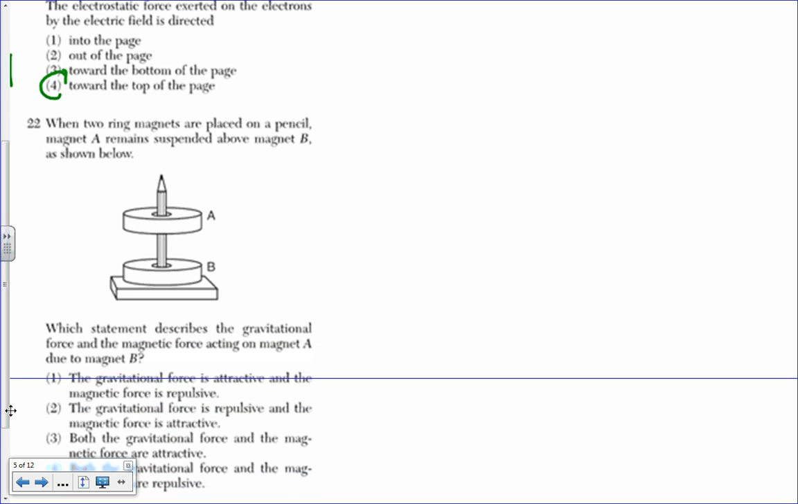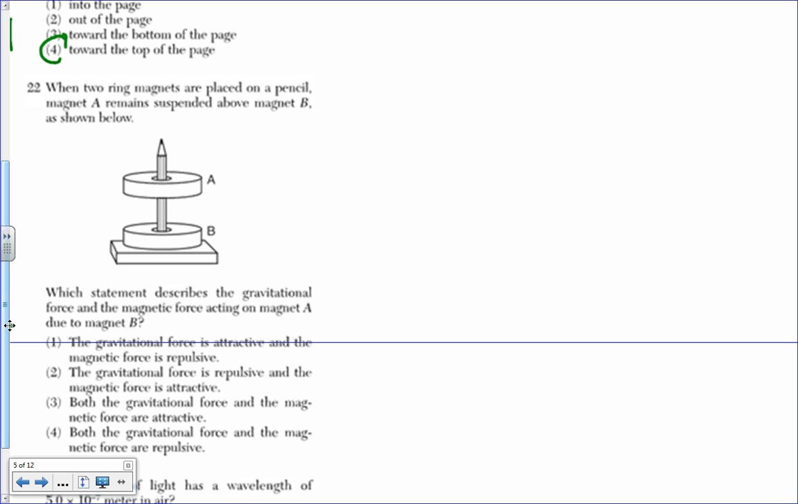22, which statement describes the gravitational force and magnetic force acting on magnet A? Well, if the magnet is just sitting there, then we know that there's always a downward force of gravity. Then there must be some upward force, and if there's two magnets, the upward force must be called magnetic force. So don't get too worked up over the B and the magnetic field, and those two have to be equal. So the gravitational force is attractive to the Earth, and the magnetic force is repulsive. It looks like choice 1.